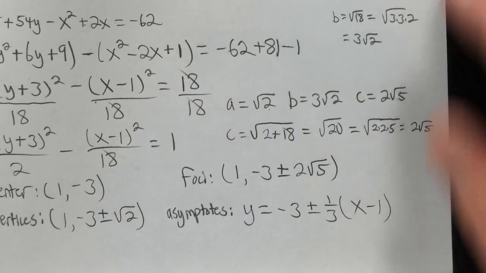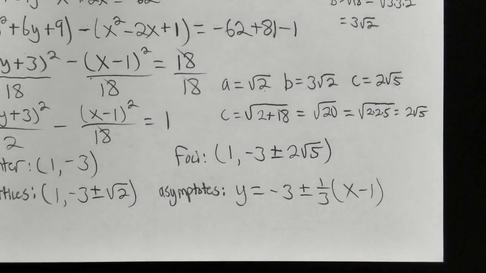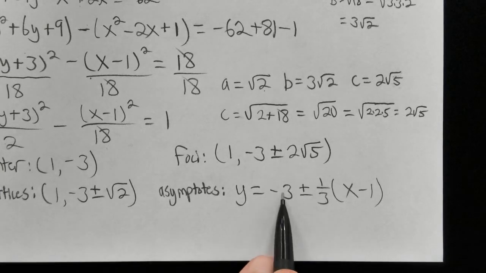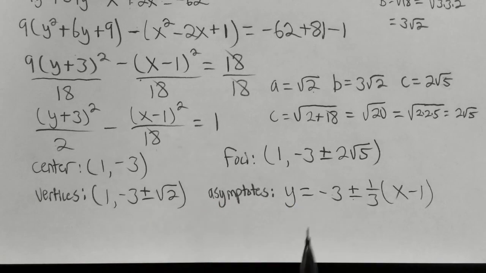That will be your equations of the two asymptotes, the one with plus this and the one with minus this. Like I say, just keep your charts in front of you, and that will allow you to go through and answer the things they're asking you to find on hyperbolas. All right, that's it.